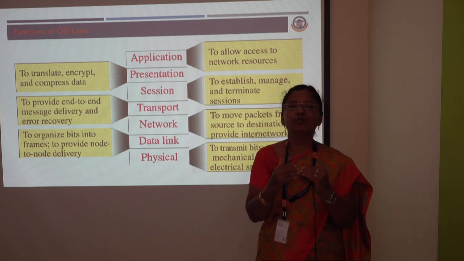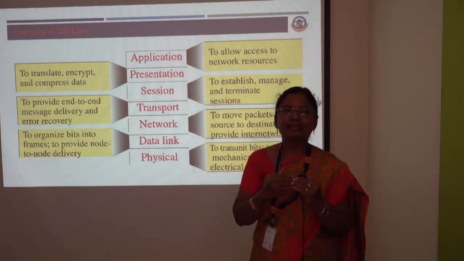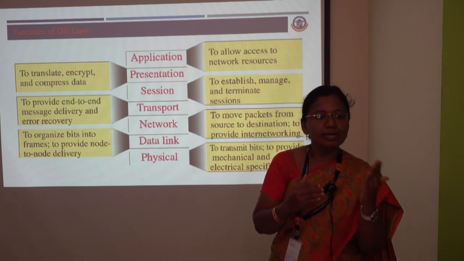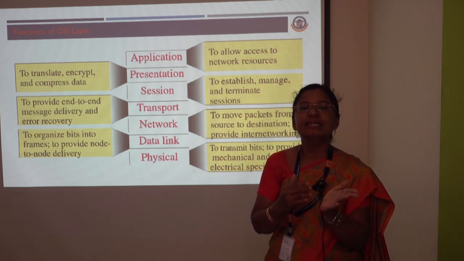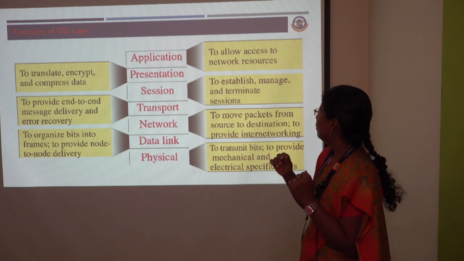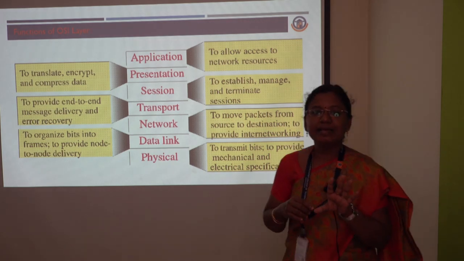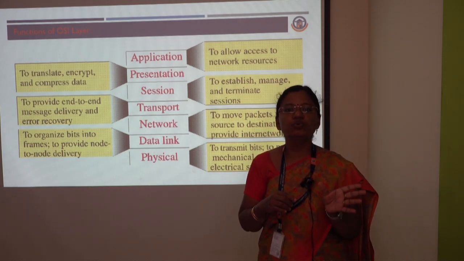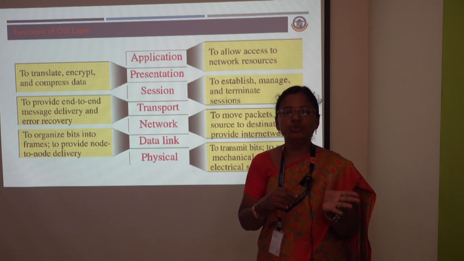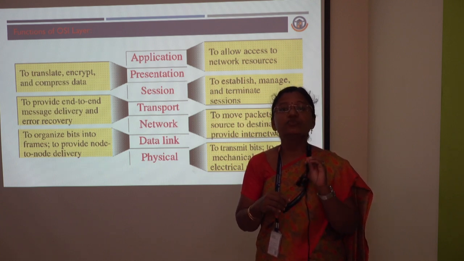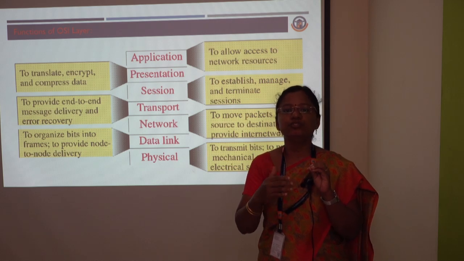What is the meaning of hop-to-hop? It means a device can transmit the data from one device to another, that is, another intermediate device. That is called hop-to-hop delivery. The next layer, the third layer, is the network layer. This layer is responsible for source to destination delivery, and also for converting the frames into packets.